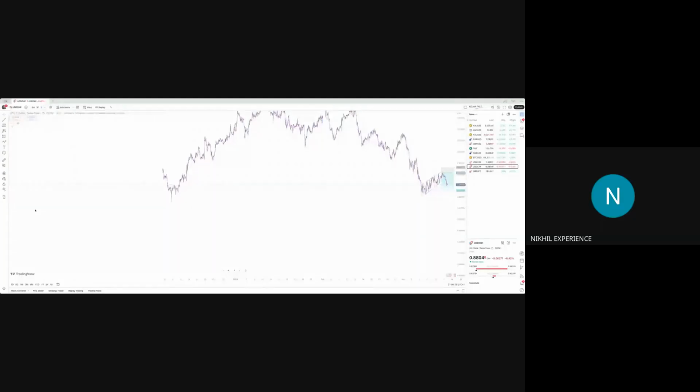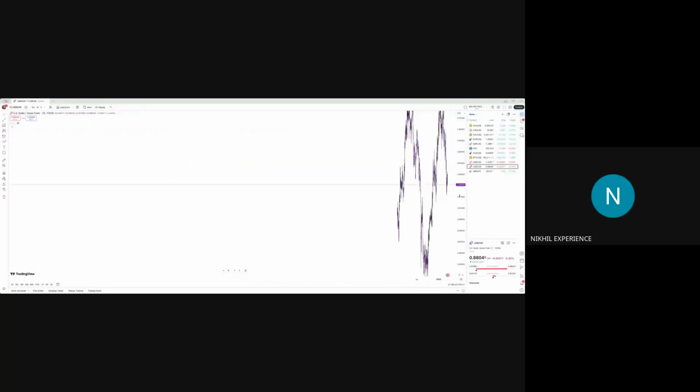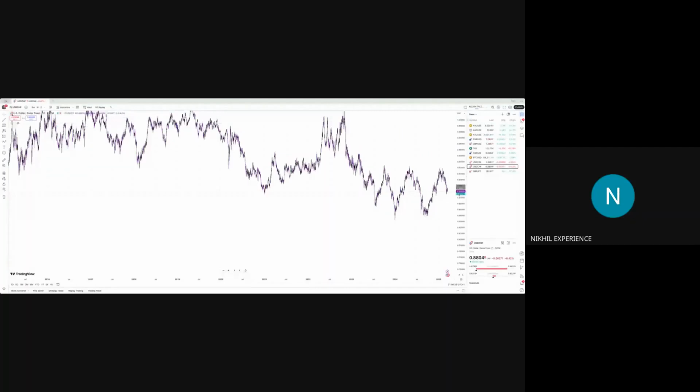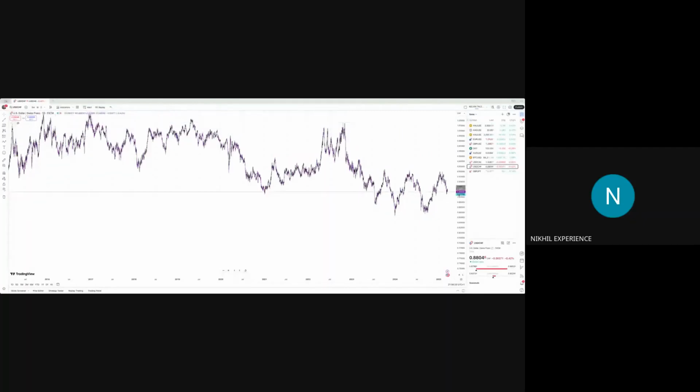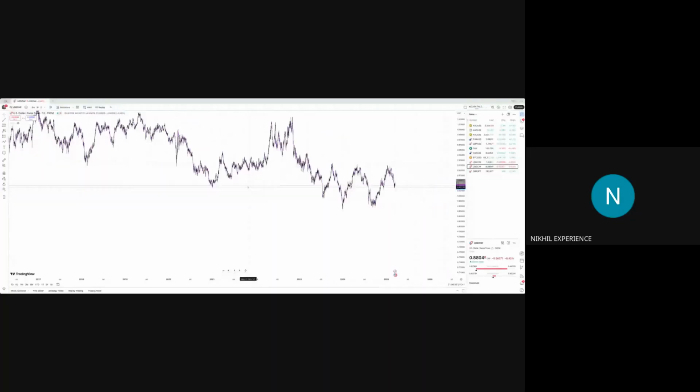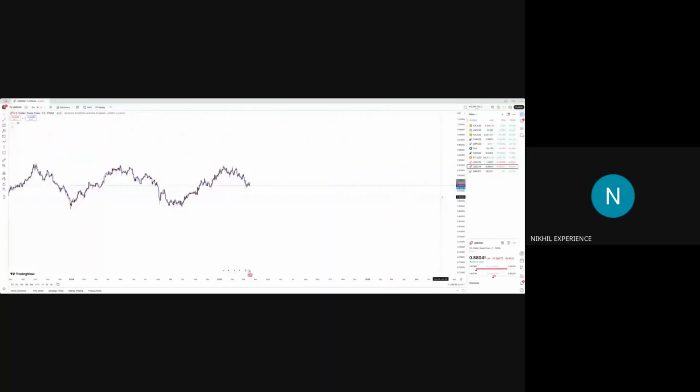Let's say we want to swing this USD. First of all, we'll go to the daily time frame. As a swing trader, we go to the daily time frame to check what price is doing and where we are currently at. Okay, this is the daily time frame. What are we looking at? Key levels.